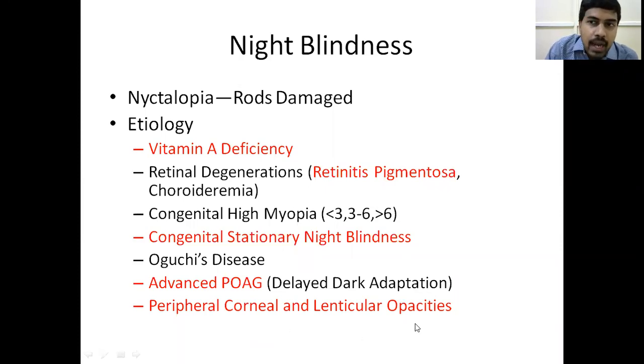So basically in your cataract lessons, you might have learned. So if there is a peripheral lenticular opacity, the patient complains of blurred vision in his night time. So see what happens is, suppose this is the lens. So in lens, suppose there is a central lenticular opacity. Suppose in the center of the lens, there is a lenticular opacity.